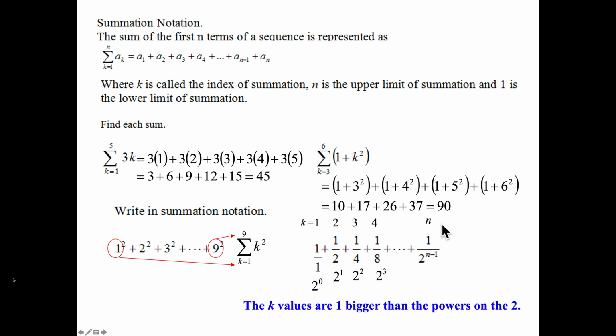So therefore, this is n. If these k values are 1 bigger than the powers on your 2, then 1 bigger than n minus 1 is the n. So this summation is going from k equals 1 up to n of 1 over 2 to the k minus 1 power. I got to take out the n because that's our upper limit. So we're going to have to switch that out with your index counting variable of your summation symbol.